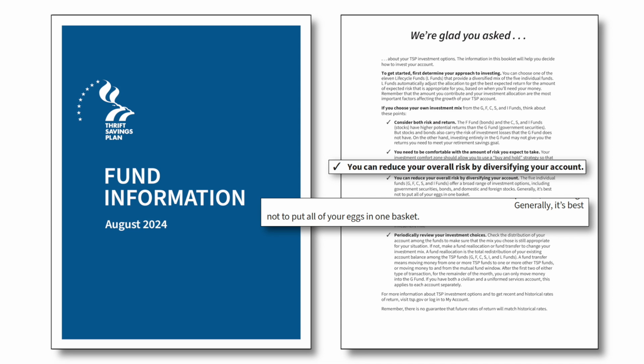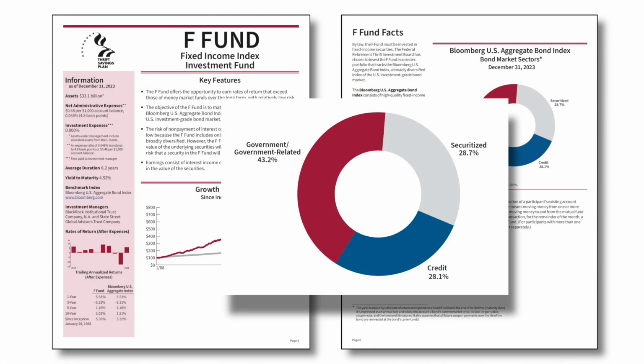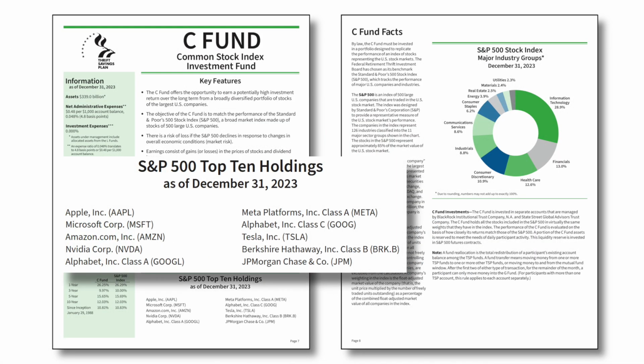There is only one non-diversified fund in TSP, and it's the G Fund, as 100% of the securities in it are from one issuer, the United States government. The F Fund is diversified in that it invests in thousands of fixed income and bonds from different issuers, including the U.S. government. The C Fund is diversified because it invests in 500 large U.S. companies, like Apple, Amazon, and even Warren Buffett's Berkshire Hathaway, and is exposed to all major industry groups.